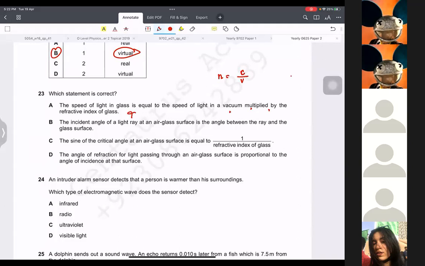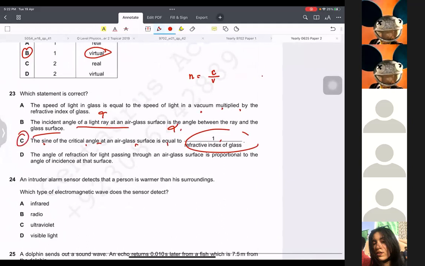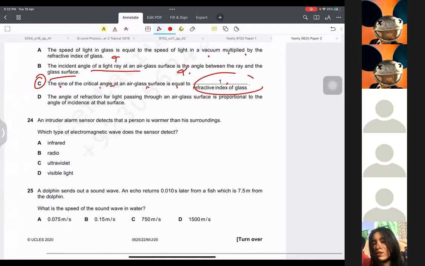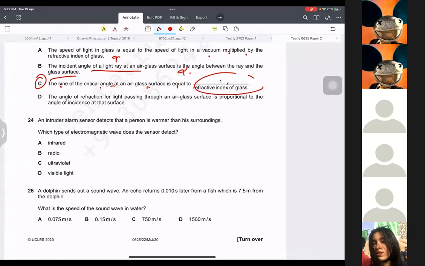The incident ray of light, glass surface. The incident angle of light to a glass surface, angle between, that's wrong. The sine of the critical angle of glass is equal to 1 upon n. That is correct. You're right. If you don't remember, sine C equals 1 upon n. That's what it's talking about.